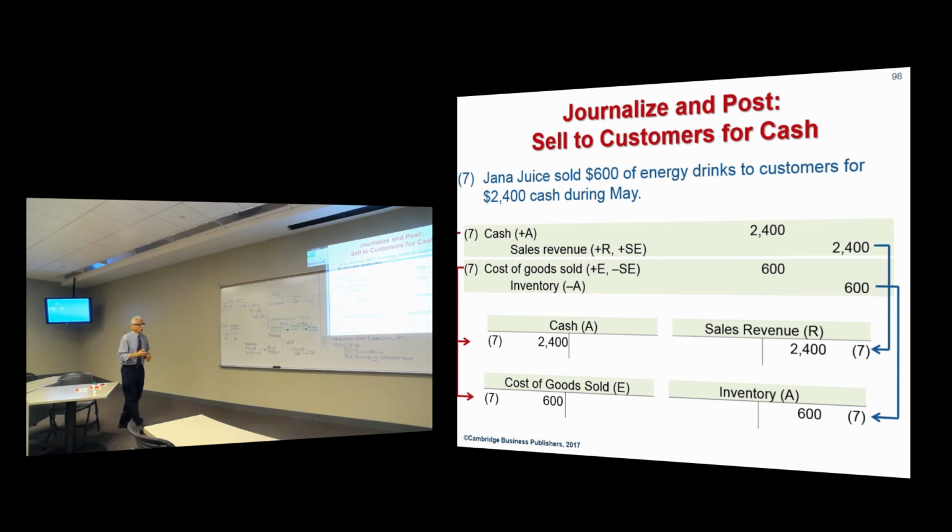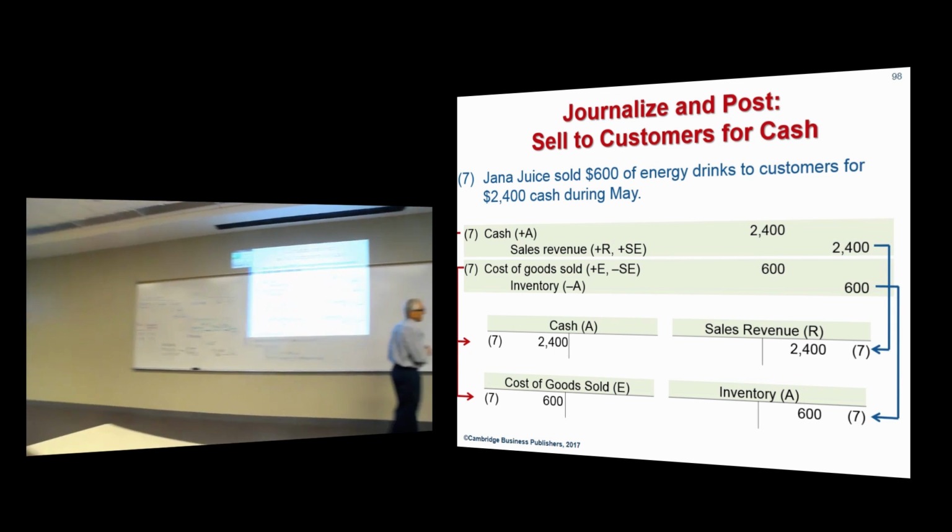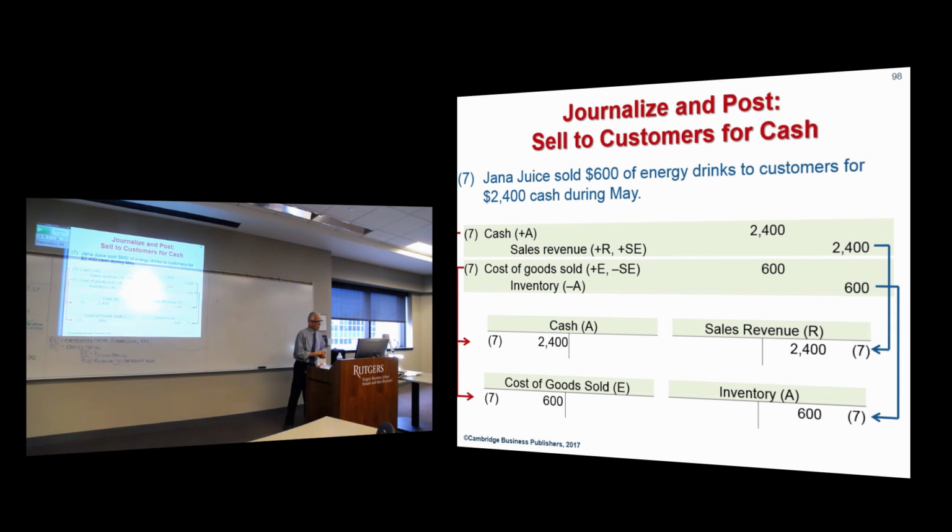So in this case, you sell, and we had these transactions before, this morning on the equation. You've got cash going up by $2,400 by a debit. You've got sales revenue increasing revenues and equity by a credit. Cost of goods sold is an expense. We debit that for $600, and we credit inventory for $600. And then when we post them, of course, they go to the appropriate accounts. So again, inventory used up is going to be related to the sales.